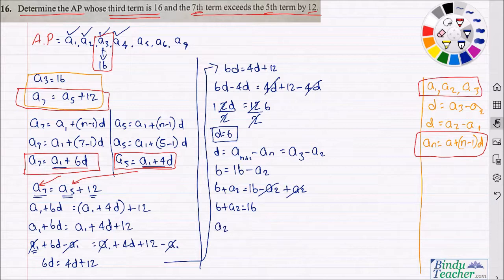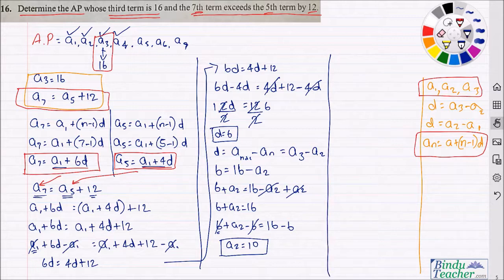Again, balancing this further, let me write it again. 6 plus A2 equal to 16. I want to remove the 6, so I'll add a minus 6. I'll repeat on the right hand side as well. So plus 6 and minus 6 cancel out each other. We get A2 equal to 16 minus 6, which is equal to 10. So now we have found out the value of A2 using the value of D and using the value of A3. Similarly, let's find out the value of A1.